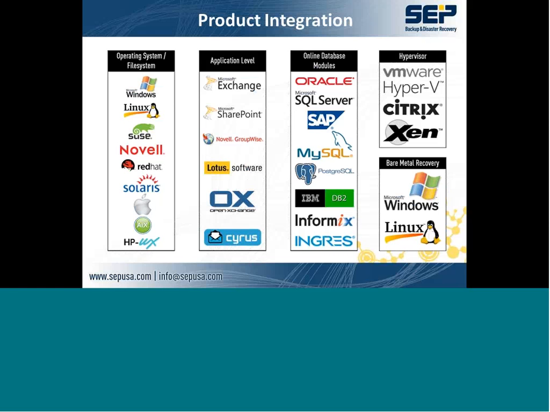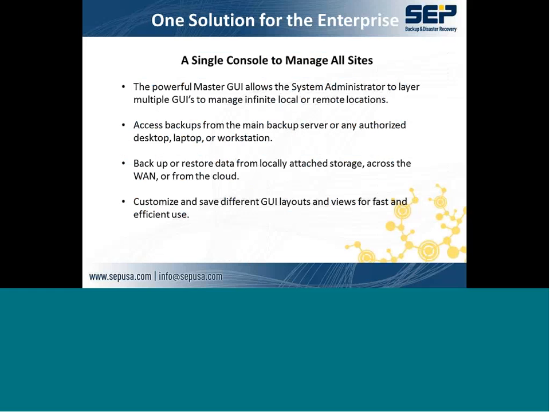And on the virtual level, we do VMware, Hyper-V, and Citrix as the main ones. And then we also offer bare metal recovery for Windows, Windows workstations, and for Linux. So everything we do is native communication. We communicate directly through the APIs. With Microsoft, it's VSS. With Oracle, it's RMAN, et cetera. And we'll get into that a little bit more as we go through.